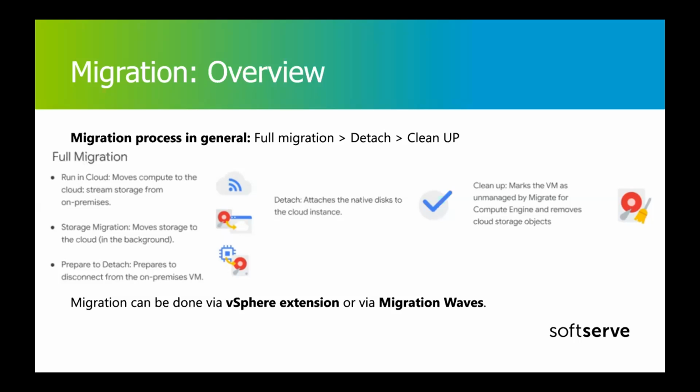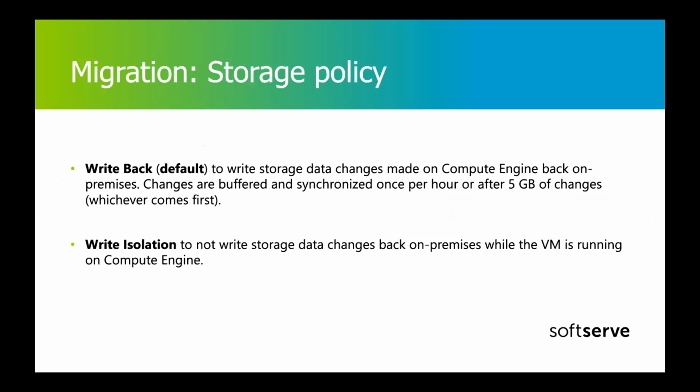Migration can be done in a few ways: via vSphere extension or via migration waves. When you start the migration, you need to choose a storage policy. As I said before, a new instance that already runs in cloud may generate new data, so on this step we need to answer a question: are we going to write back the new changes to on-premise when migration is done? We have write back, which is the default mode, and write isolation, where we do not write back the new data to on-premise. That's what you need to know about storage policy.